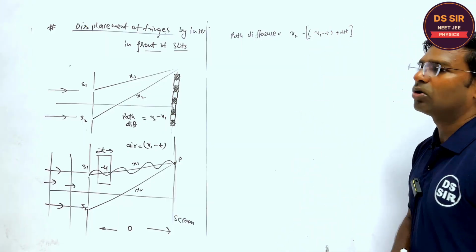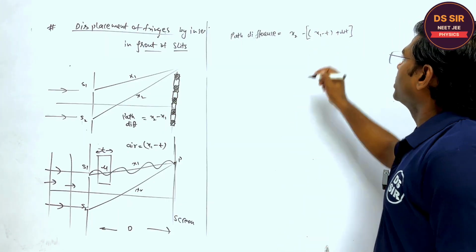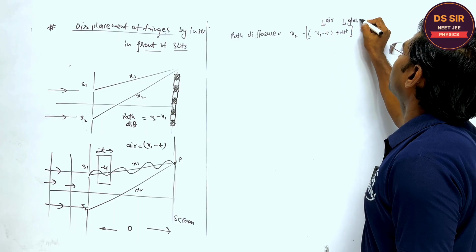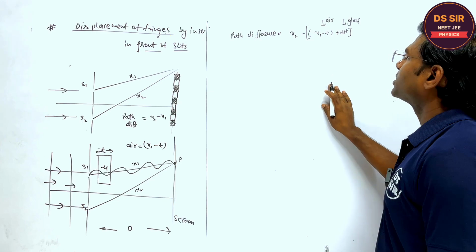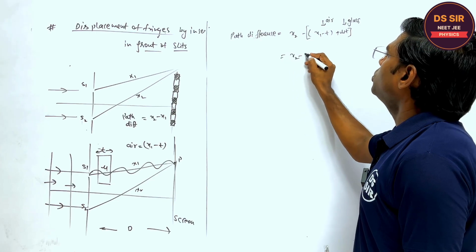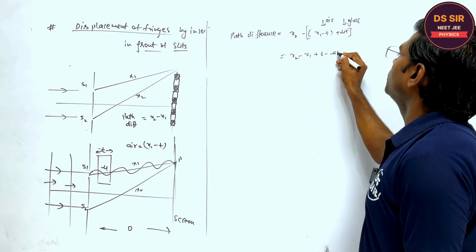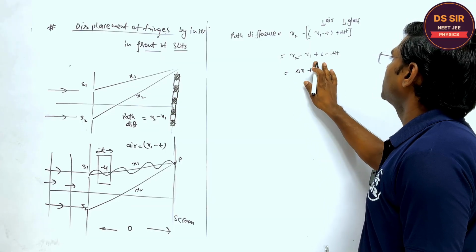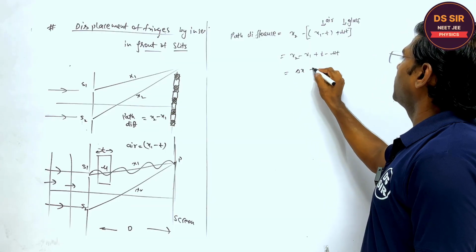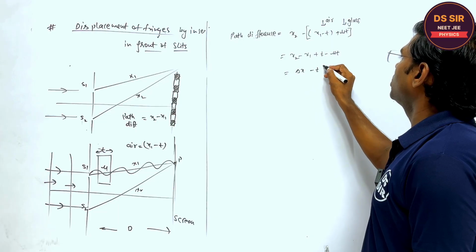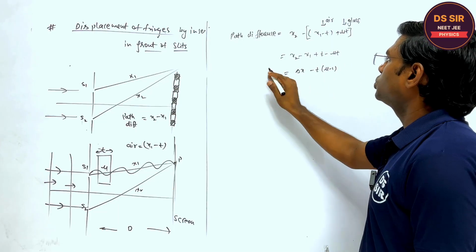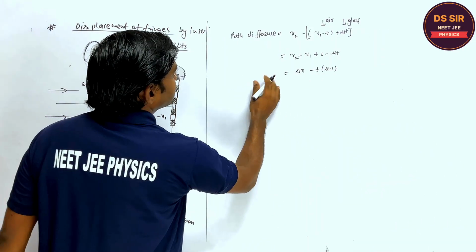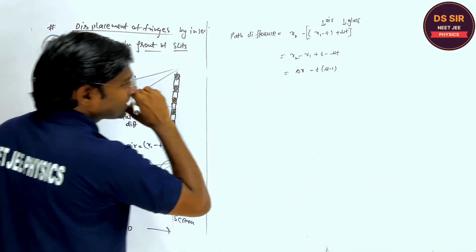You understand this thing or not? This is the path traveled in the air, and this is the path traveled in the glass slab. So the path difference is x2 minus x1 plus t minus mu t. This is equal to delta x plus, or taking minus t common, mu minus 1. So this is the path difference.